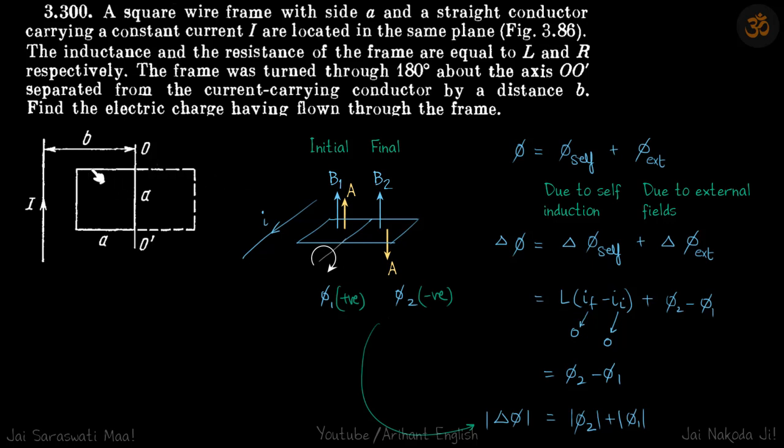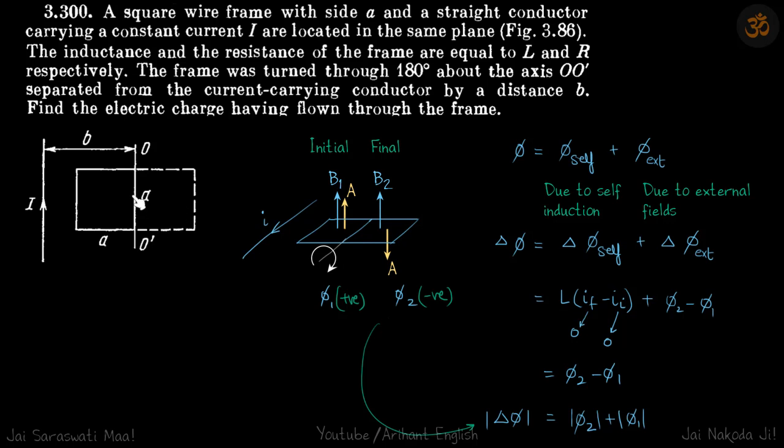So in this question, we are given a square wireframe and it is rotated about this axis OO dash. We need to find what is the electric charge having flown through the frame. So why will the charge flow? Because the flux through the loop is changing.